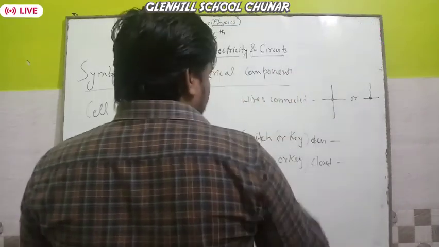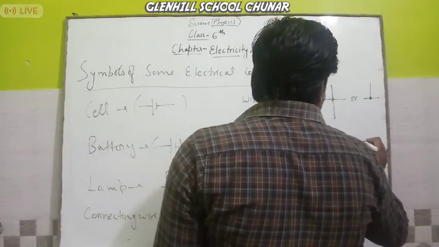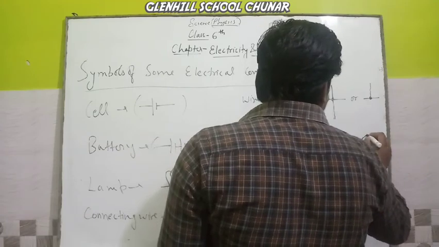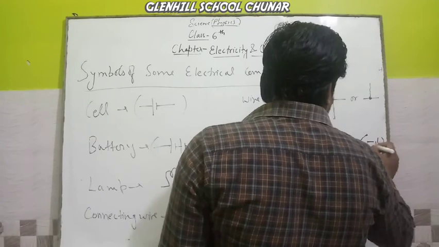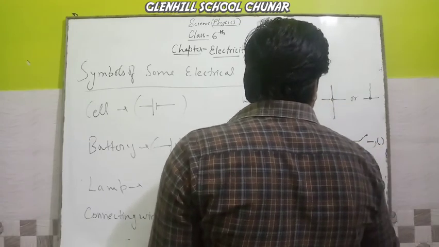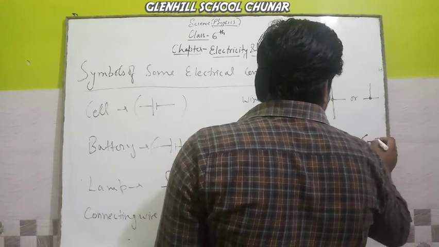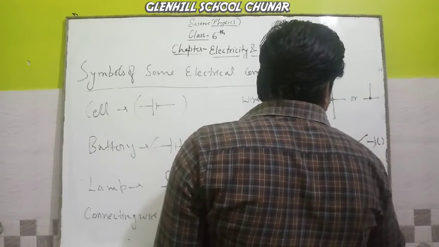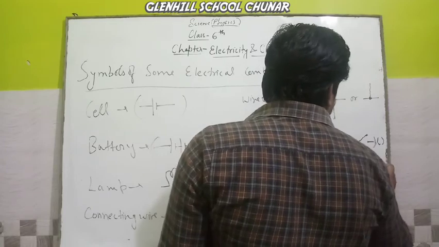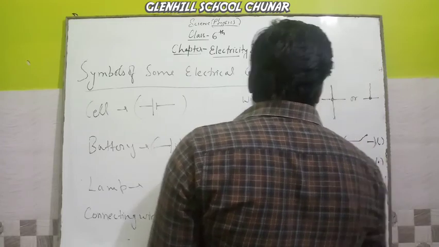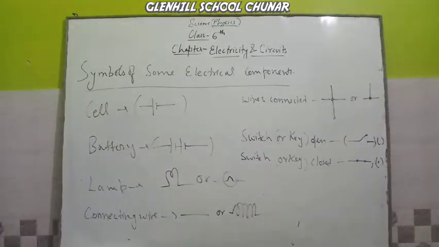Okay? Switch or open key. Open key means what? This is an open key, or simply like this. Closed key is this or this. Okay, these are the symbols of the electrical components.